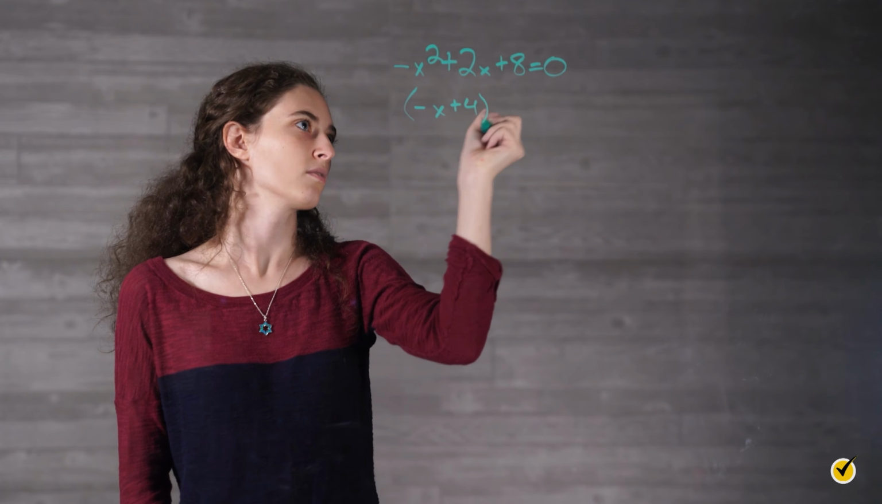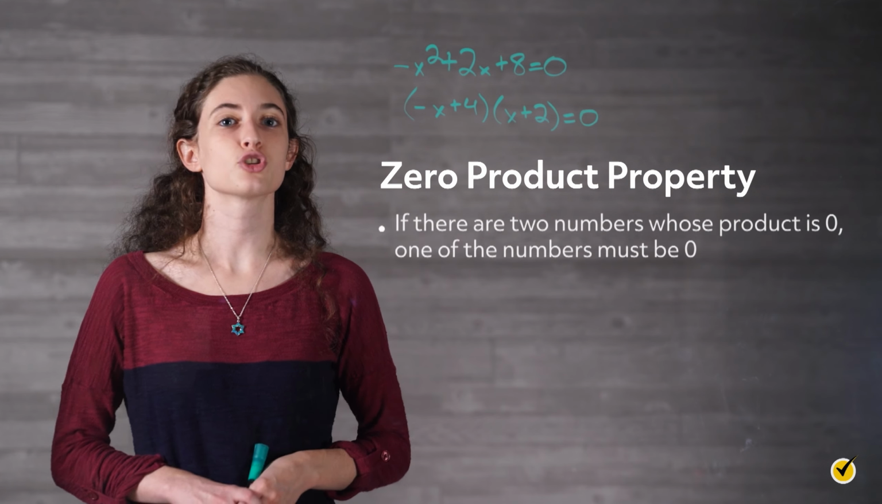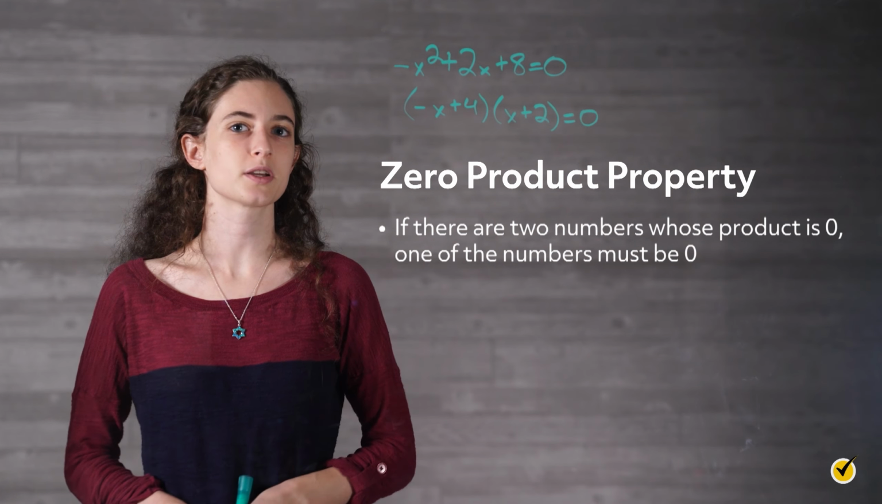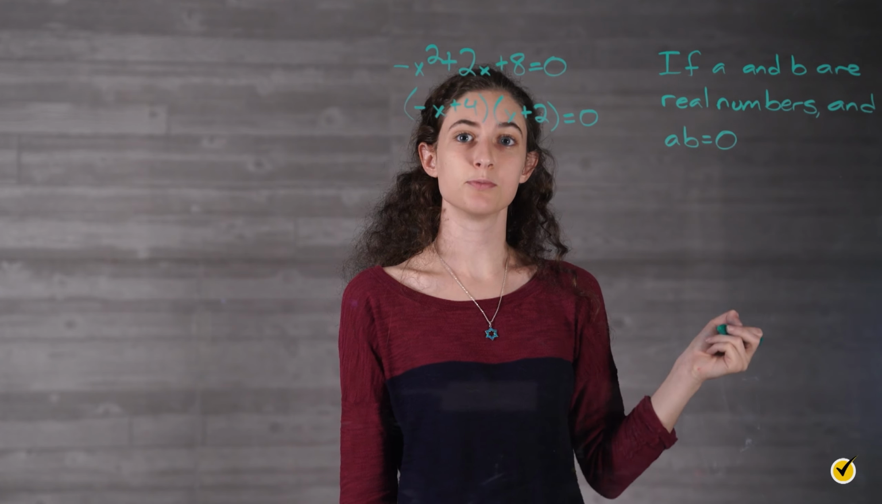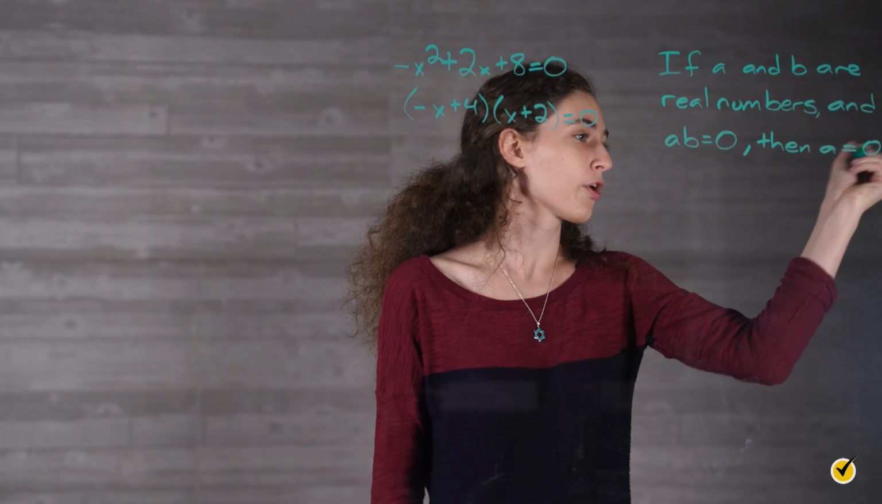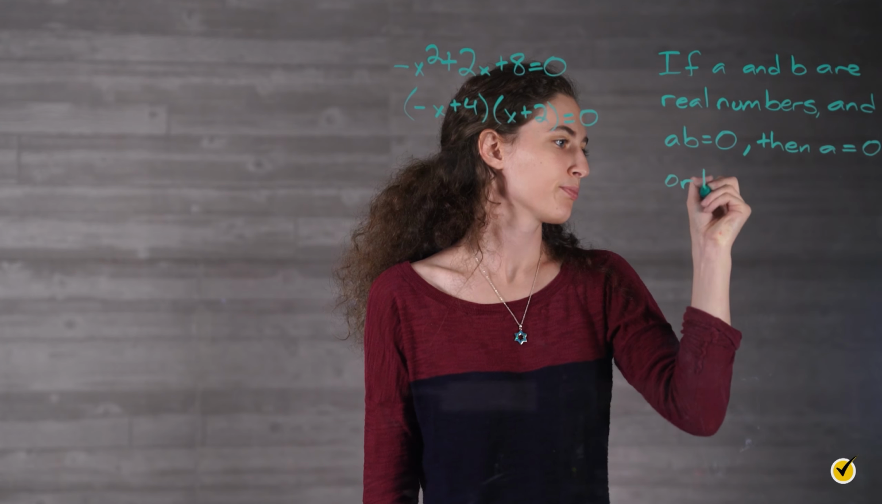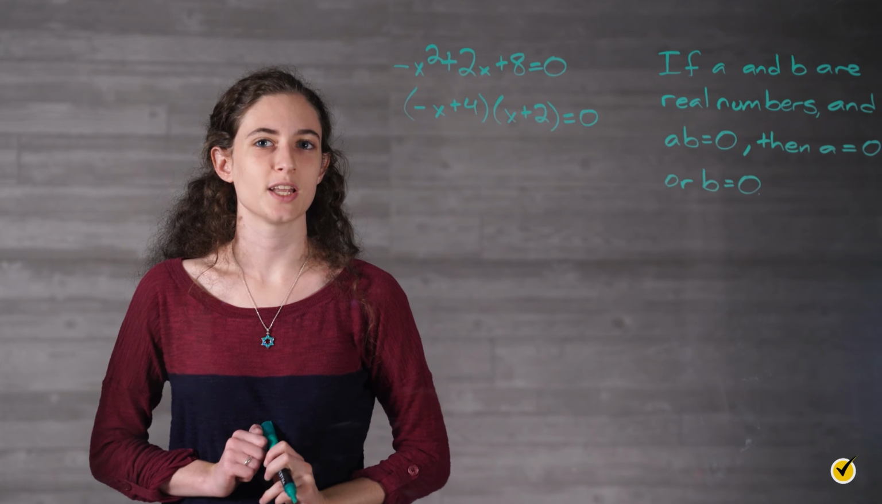Now let's pause. There's a property called the zero product property that says that if there are two numbers whose product is 0, one of the numbers must be 0. In more mathematical terms, if a and b are real numbers and a times b equals 0, then a equals 0 or b equals 0. Makes sense, right? Back to our equation.